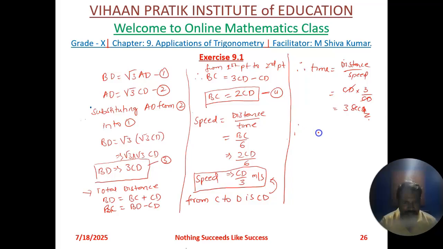So the time taken by the car to reach the foot of the tower from C to D is 3 seconds. That is the answer. Please go through the video, students. Do it by yourself. Understand it.